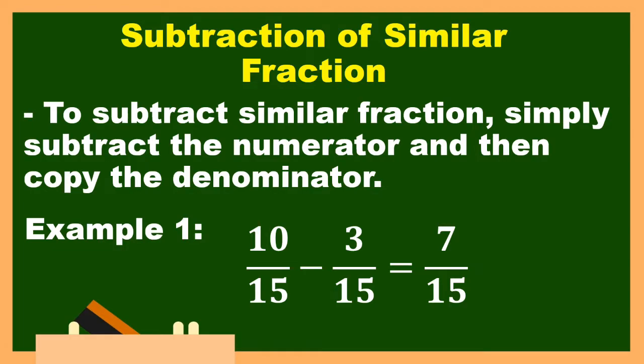Bakit po 7 over 15 ang sagot? Kasi sabi dyan, subtract the numerators. Ang numerators ay yung number na nasa itaas ng fraction bar. So dito, ang ating numerators ay 10 at saka 3. So 10 minus 3 is equal to 7. And then copy the common denominator, which is 15. So the final answer is 7 over 15.